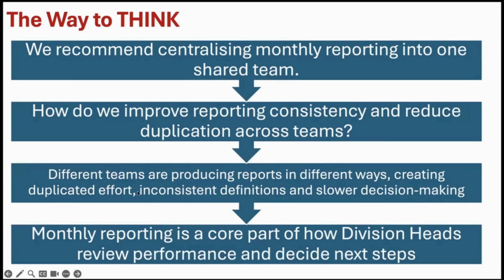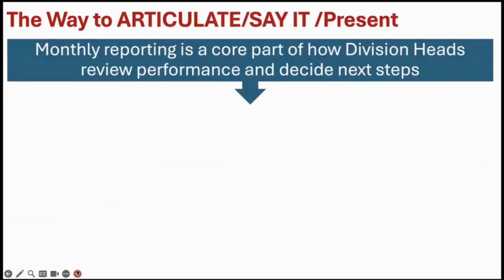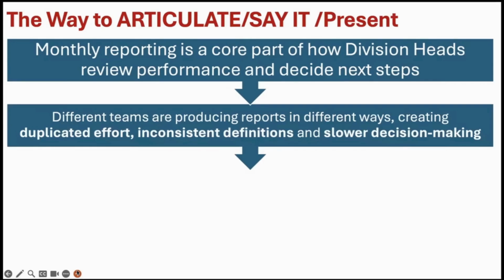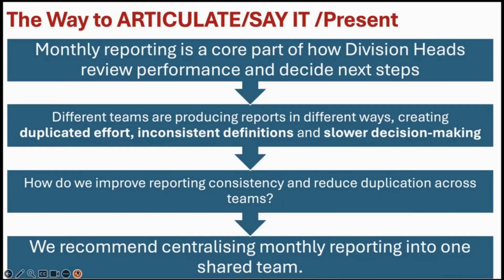Okay, so now let's say it forward. Monthly reporting is a core part of how division heads review performance and decide next steps. However, teams are currently producing reports in different ways, creating duplication, inconsistent definitions, and slower decisions. So the question is, how do we improve consistency and reduce wasted effort? Well, we recommend centralizing monthly reporting into one shared team.